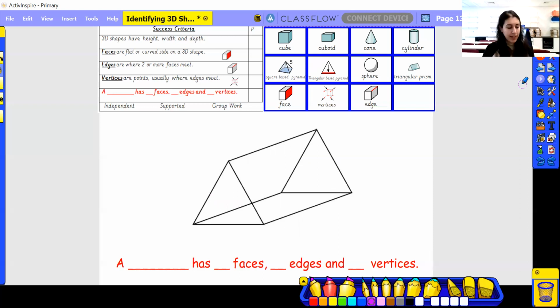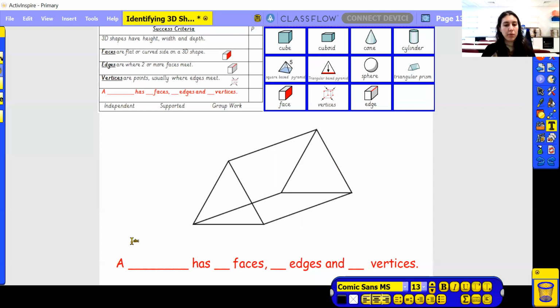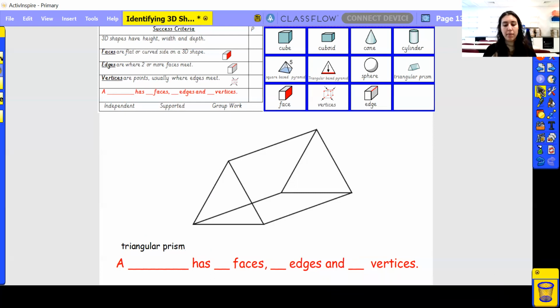Okay, I believe this is our last shape. And this one, can you find it on the word map? Well done if you said that it is a triangular prism. That's quite a nice one to say. Why don't we have a go at saying that? Triangular prism. Well done. So a triangular prism then.